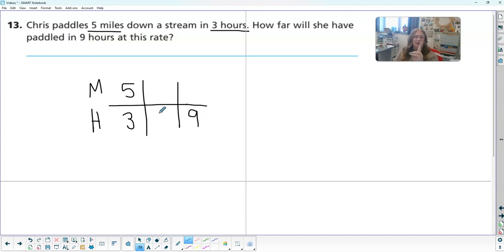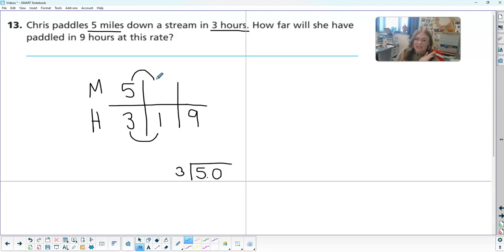So first I need to know 1. How much do they do in 1 hour? So how do I get from 3 to 1? Divide by 3. So I need to do 5 divided by 3. We're going to have to add a little decimal in here. It's not going to go in there quite perfect, but it should be close enough.